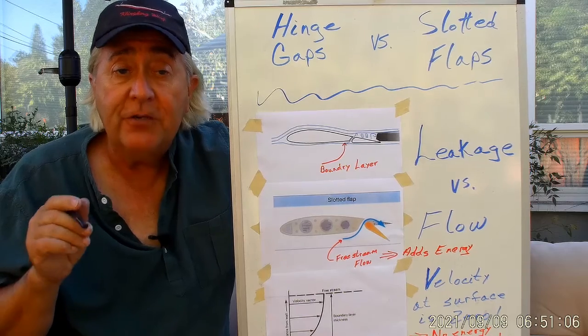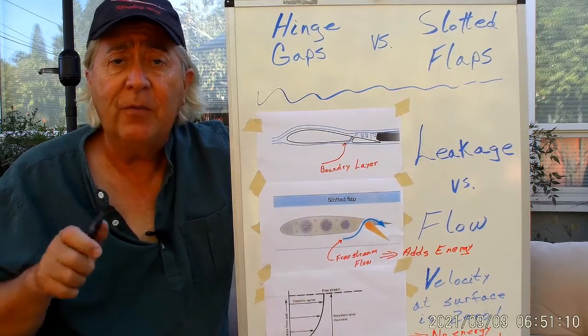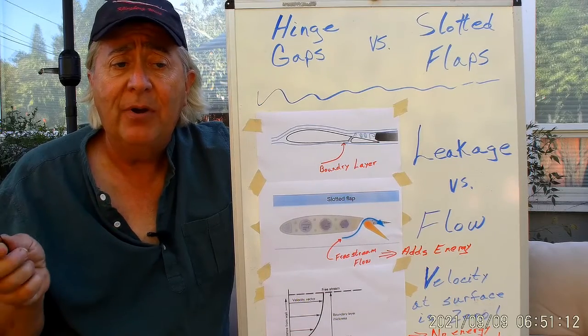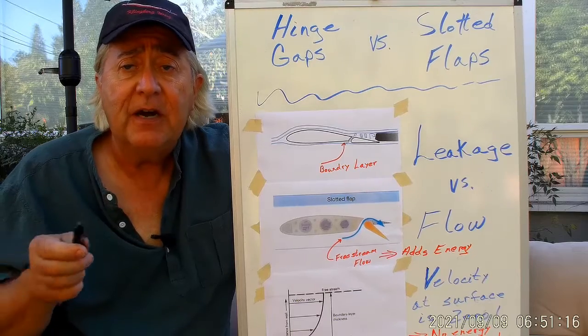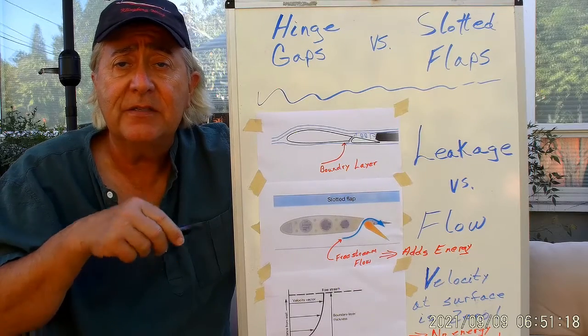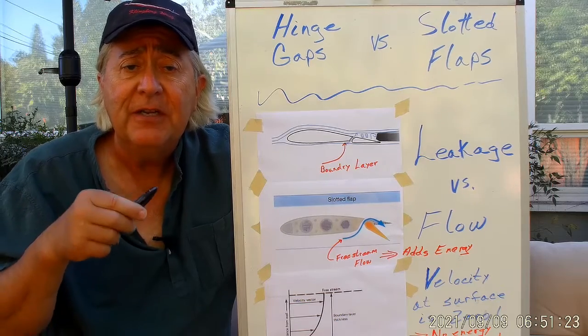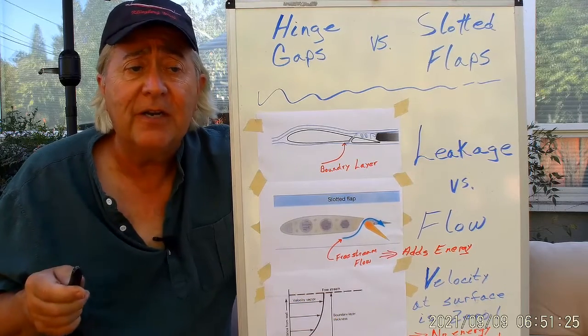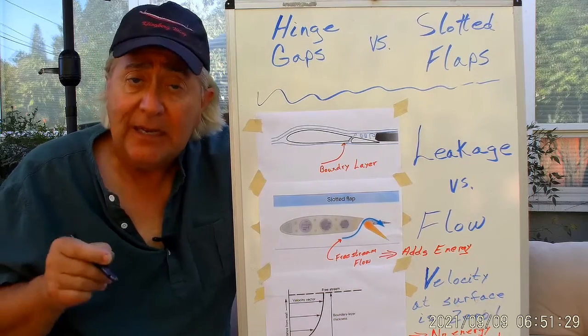Some very astute viewers wrote in and said, hey, wait, I thought when you let air go through the gap on a slotted flap, it actually increases your lift. How come this flow through your gap is worse? It's causing flow separation and extra drag, and the elevon's not working. I don't understand. What's the difference between the two? And it's an excellent question.